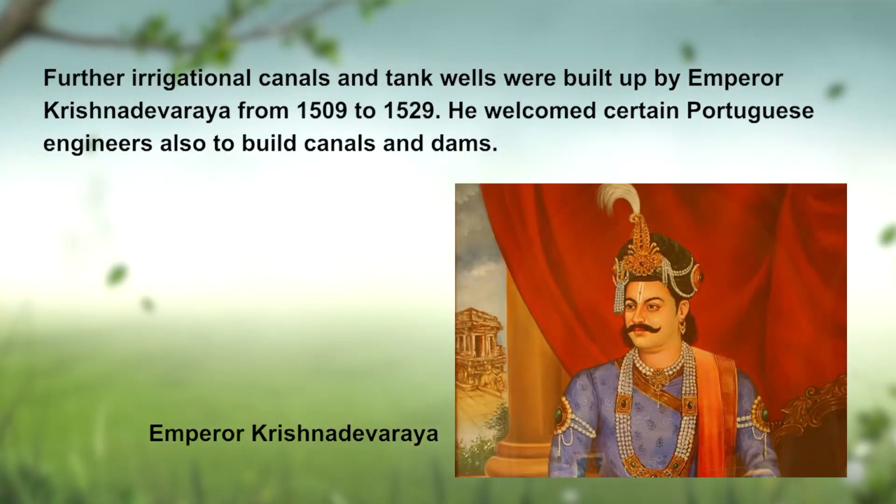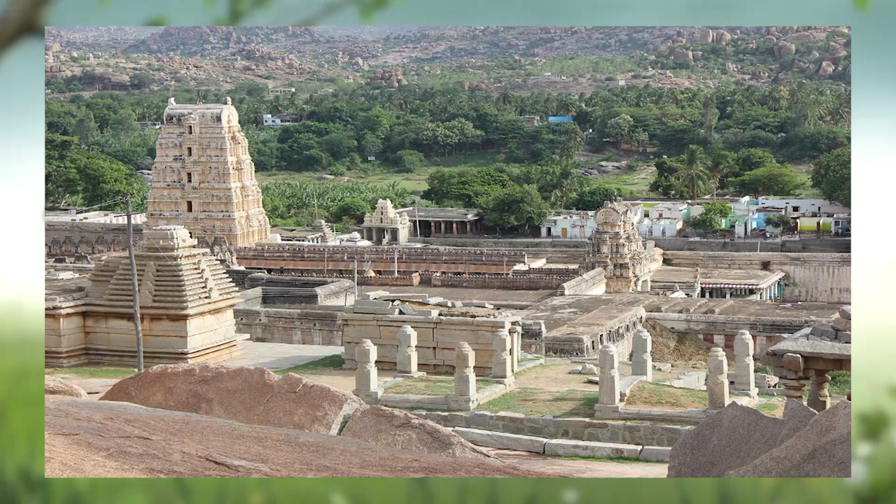Further irrigation canals and tank wells were built by Emperor Krishnadeva Raya from 1509 to 1529. He in fact welcomed certain Portuguese engineers to build canals and dams. And Vijayanagar was such a beautiful state that several ambassadors like Domingo Paes and Duarte Barbosa said that the eye has not seen such a glamorous city as Vijayanagar.